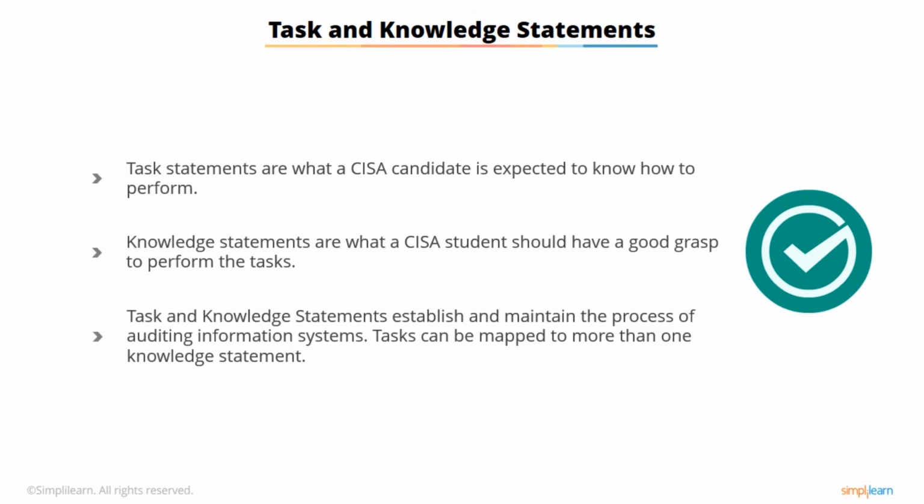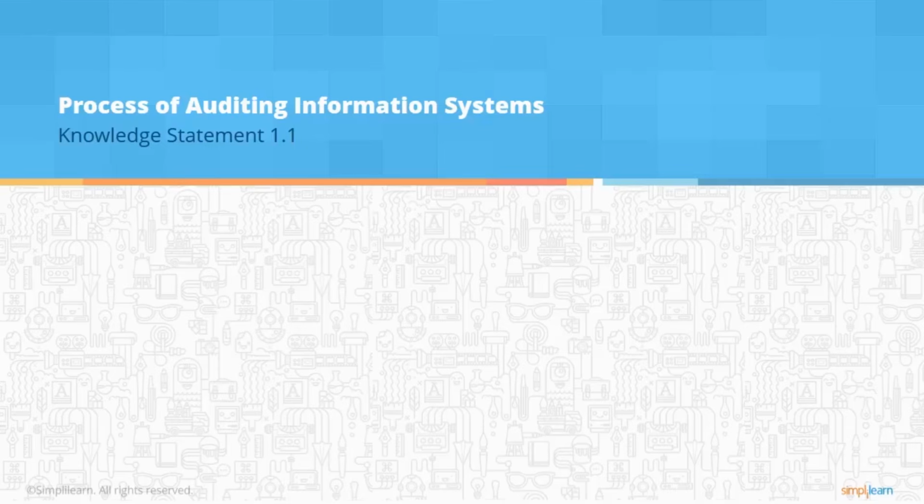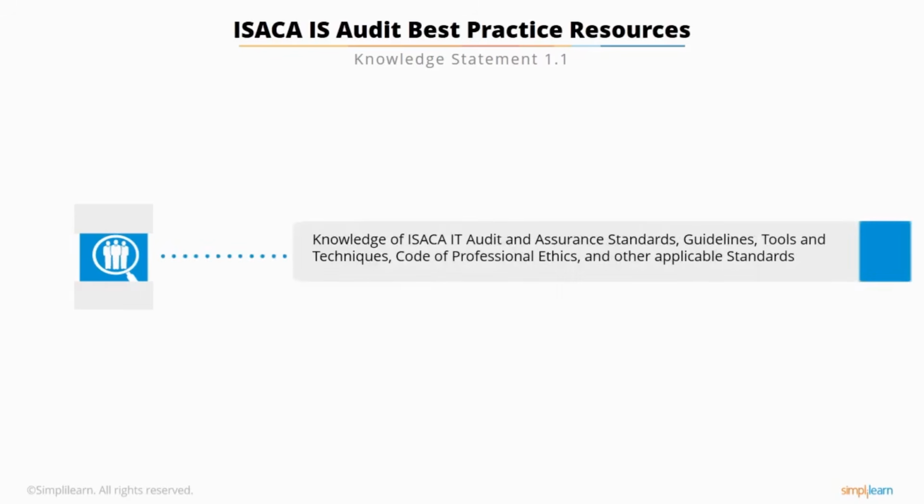Now within this and the subsequent lessons, we're going to walk you through what you need to know to pass the CISA. It's important that you take time to study and make sure you fully understand each of these lessons before proceeding to the next lesson. Let's begin with CISA Domain 1 Knowledge Statement 1.1. That knowledge statement tells us that knowledge of ISACA IT audit and assurance standards, guidelines, tools, and techniques, the Code of Professional Ethics, and other applicable standards are all required for those hoping to become CISA certified.